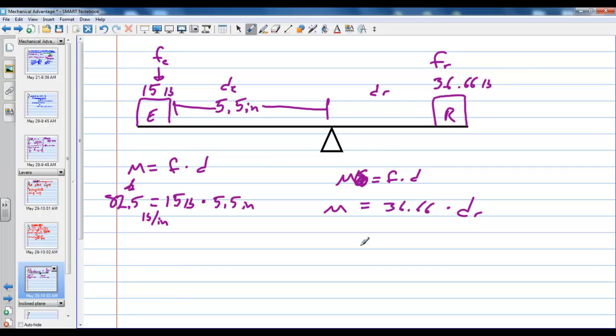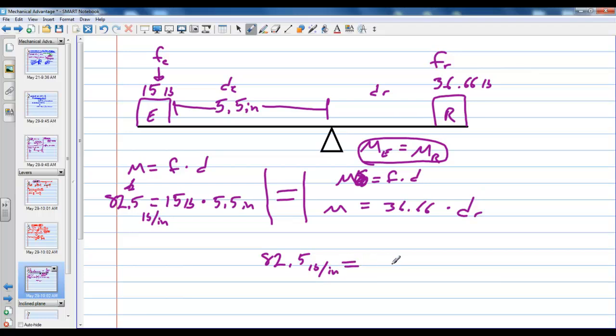Now what did I say before about moments? On this lever we have the effort moment is equal to the resistance moment. So if these are equal to each other, this whole section is all equal to each other, right? So I can say that 82.5 pound inches is equal to 36.66 pounds times the distance of my resistance.